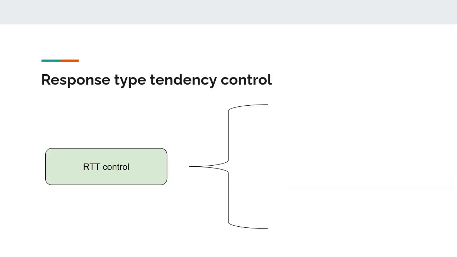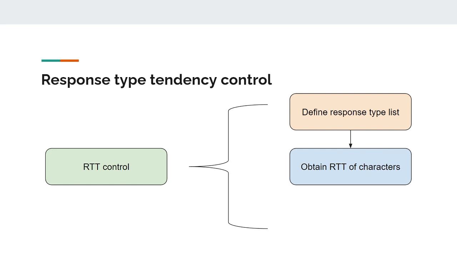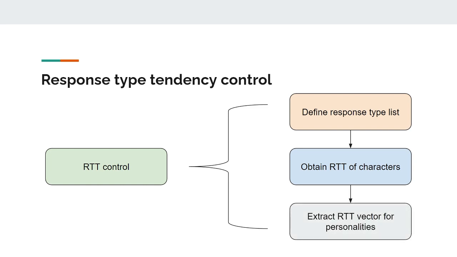So we move on to the next part, where I introduce to you the 3 steps for response type tendency control. In this project, we first define a list of response types. We used these response types as labels and labeled utterances of different fictional characters from a text corpus we constructed. We then obtained RTTs of characters by taking the aggregated probability. Finally, we group the characters by personality traits and extract the RTT vectors for different personality traits. Let us jump into the first step.